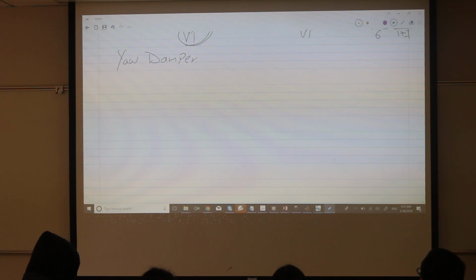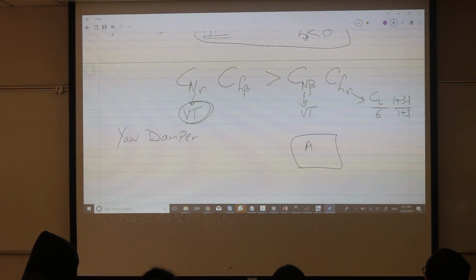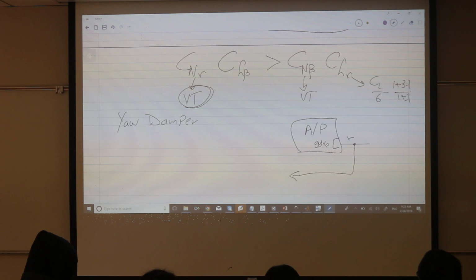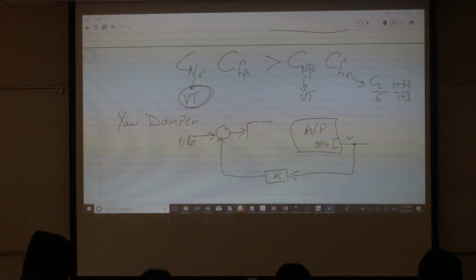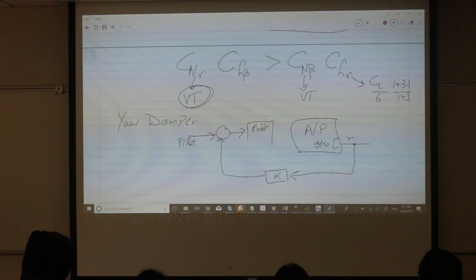Simply, this is your airplane. We put a gyro here to get the R angular velocity, measure it, and multiply your R by some gain to be designed. And then this is the pilot command. Take this to the rudder servo, this is delta rudder. So it's as if your delta rudder, the change in the rudder from the pilot, is something that is proportional to R. Simply measure your R and multiply it by a gain.